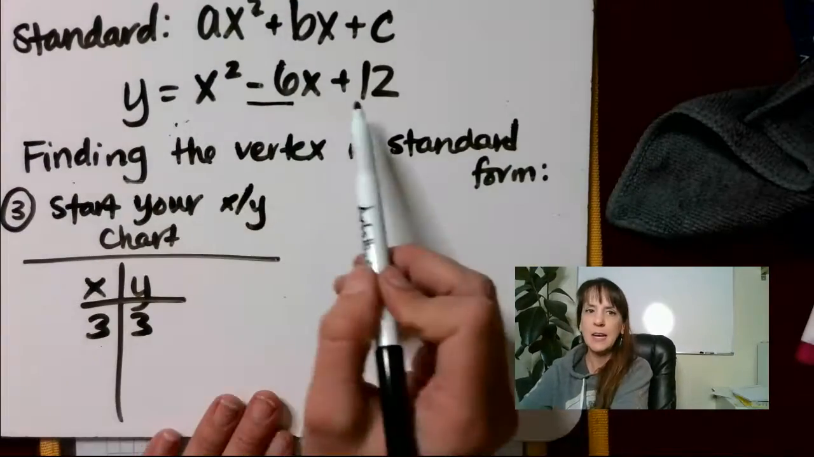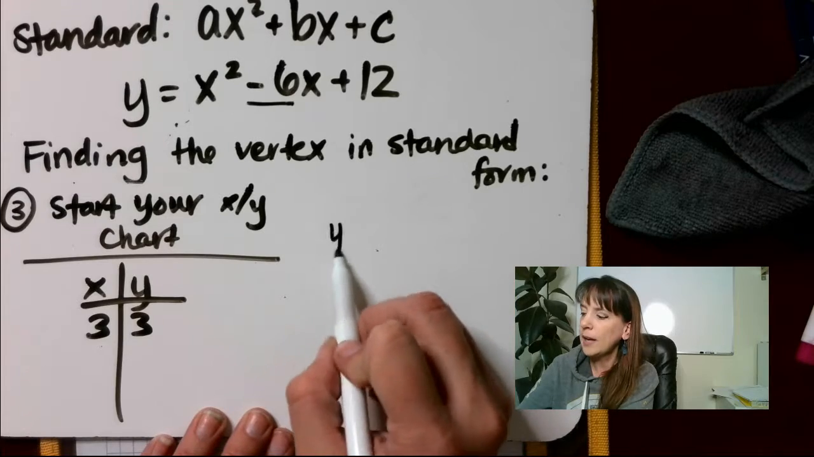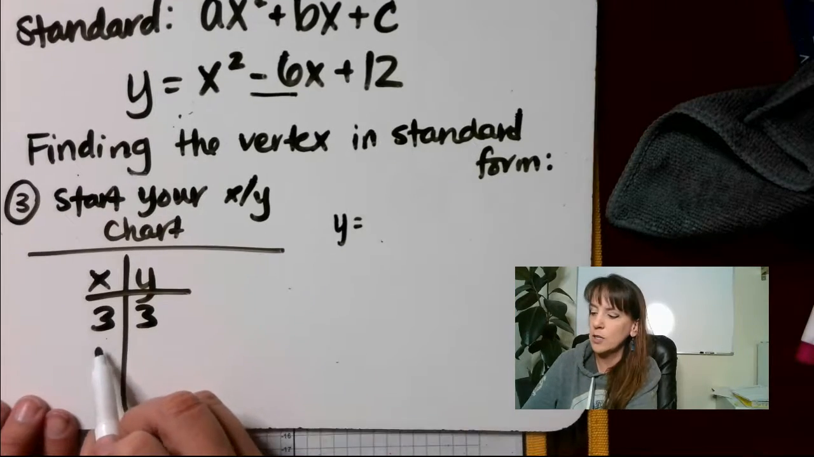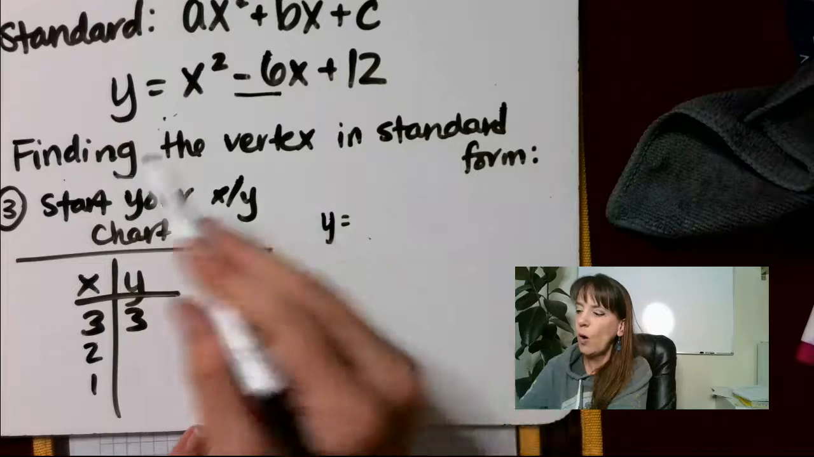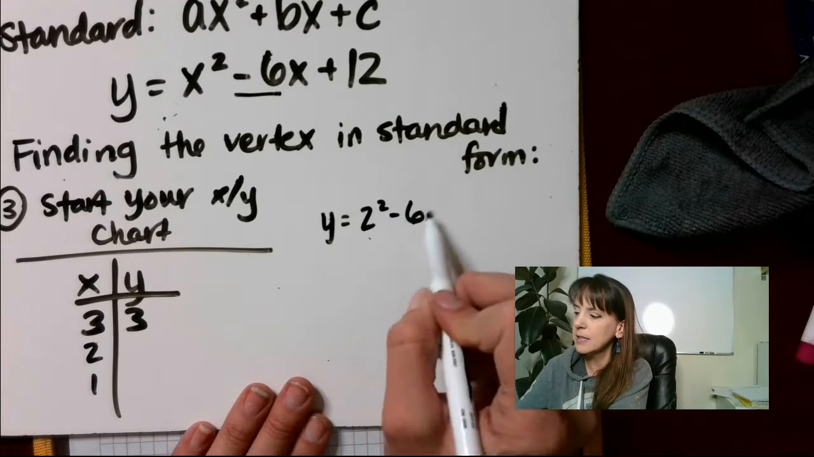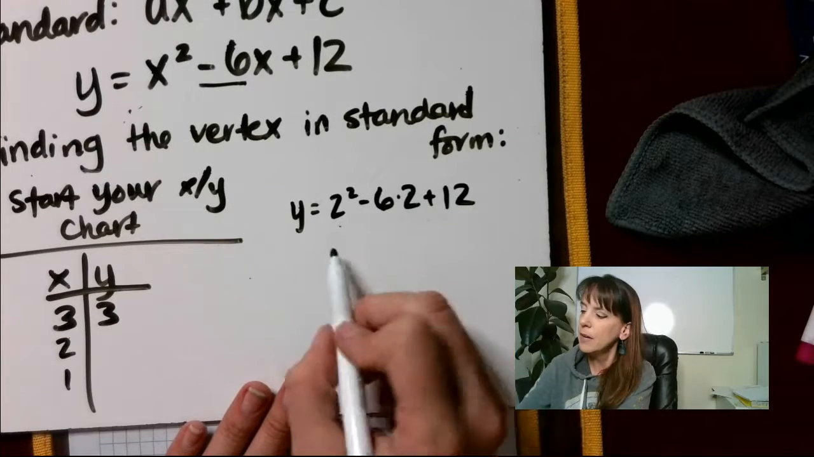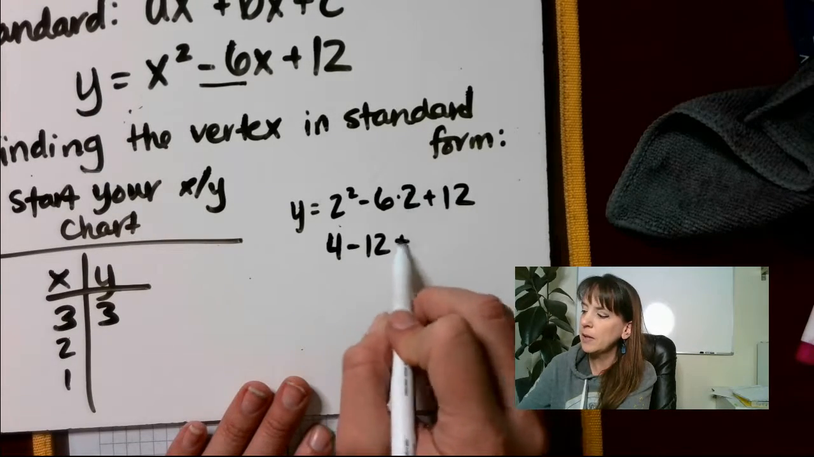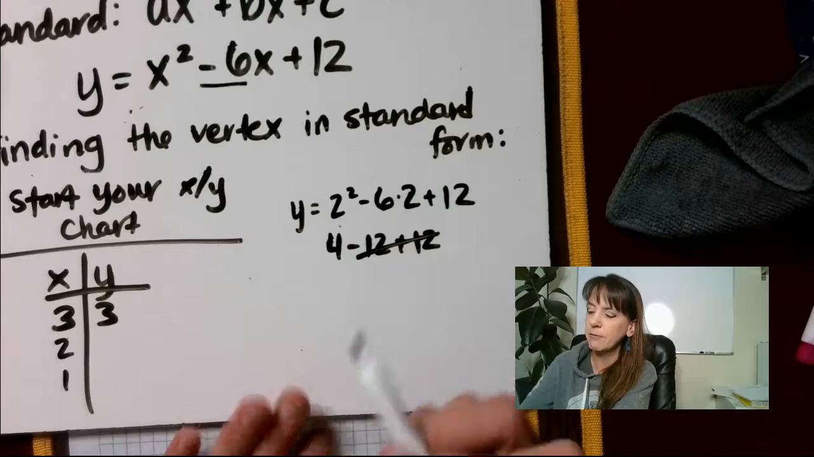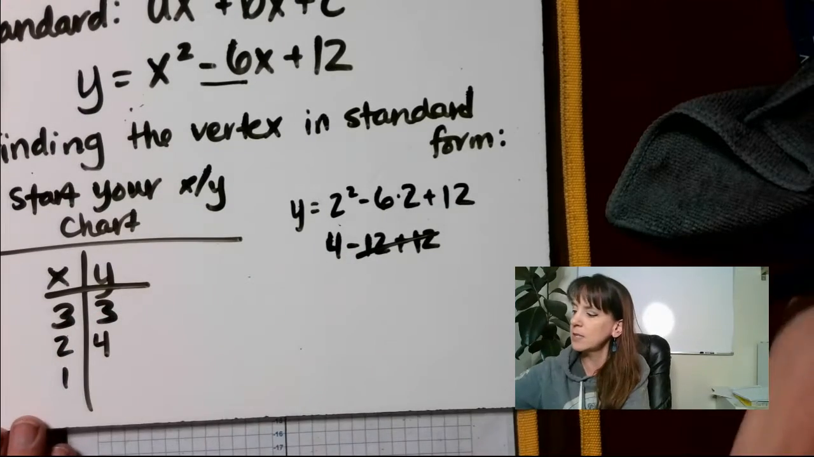So I've got this guy up here, and I'm going to plug in y equals, so I'm going to put them into my XY chart, 2 and 1. y equals 2 squared minus 6 times 2 plus 12. Okay, just plugging that guy right back in. 4 minus 12 plus 12, well, those cancel out, I get 4. Bam, that was an easy one.